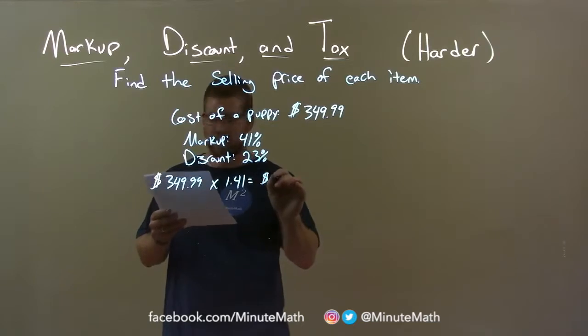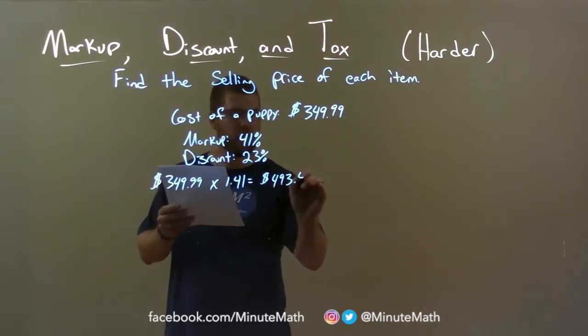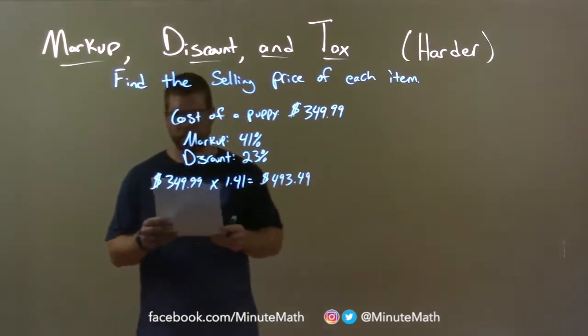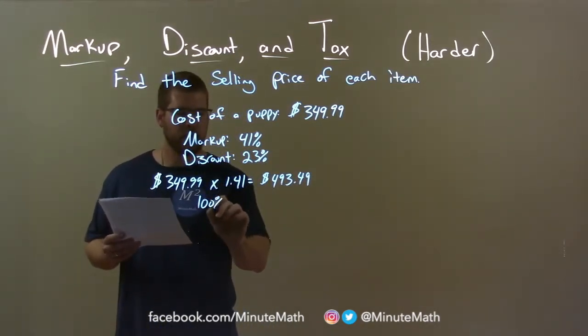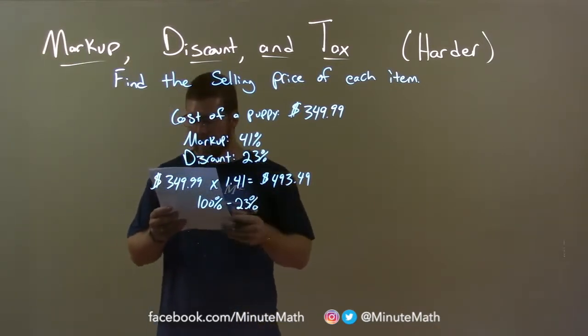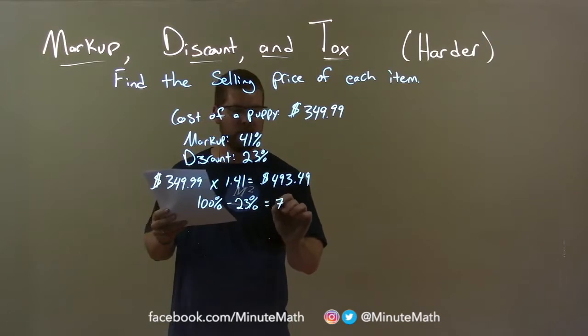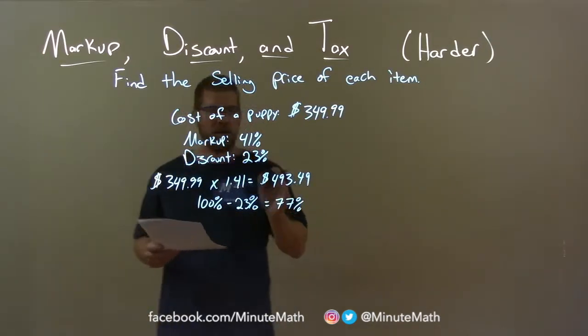This gives us a value of $493.49. Now, to calculate the discount, we take 100% and we subtract the discount of 23%. That gives us 77% of that price that we're going to pay. That's how we do our calculation.